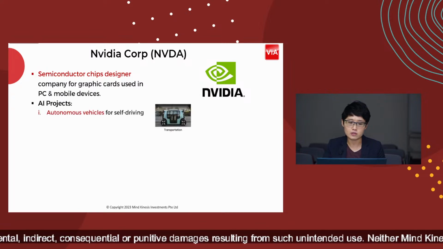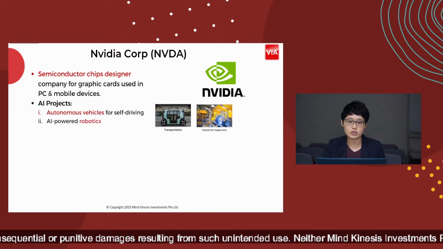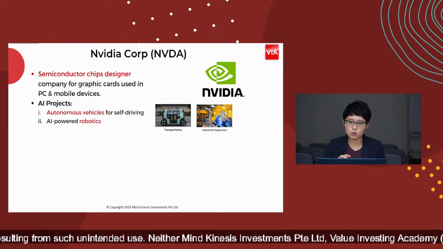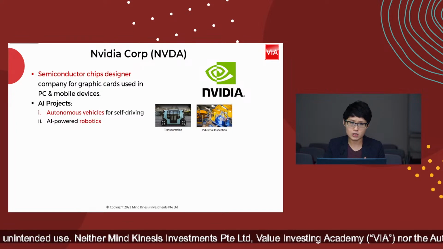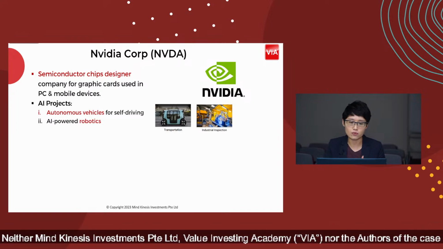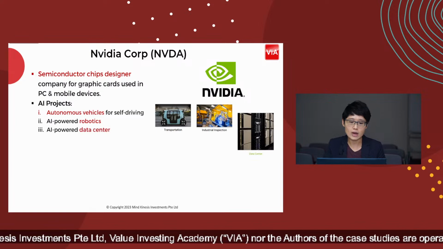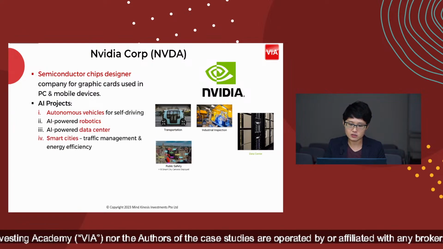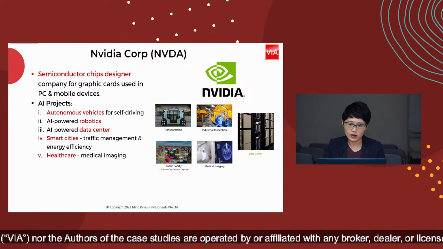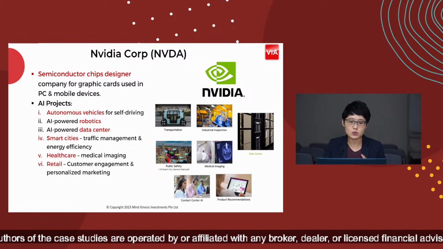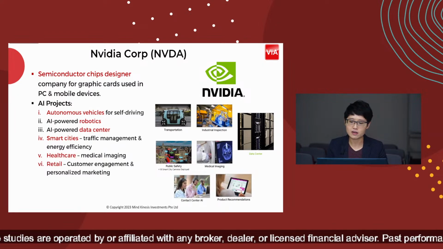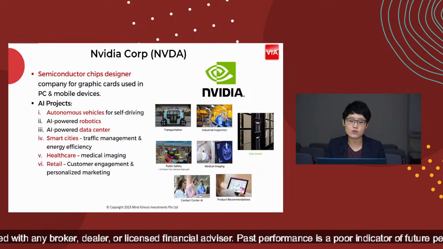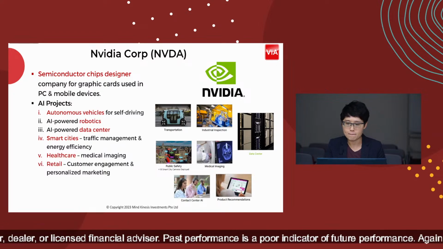So the first one is for autonomous vehicles, transportation, and also AI-powered robotics, where the robots will move on their own with minimal human intervention. And also AI-powered data centers, smart cities, as you can see in this diagram, healthcare for medical imaging, and also in retail for customer contact and product recommendations. So these are the AI projects that NVIDIA is actually involved in.